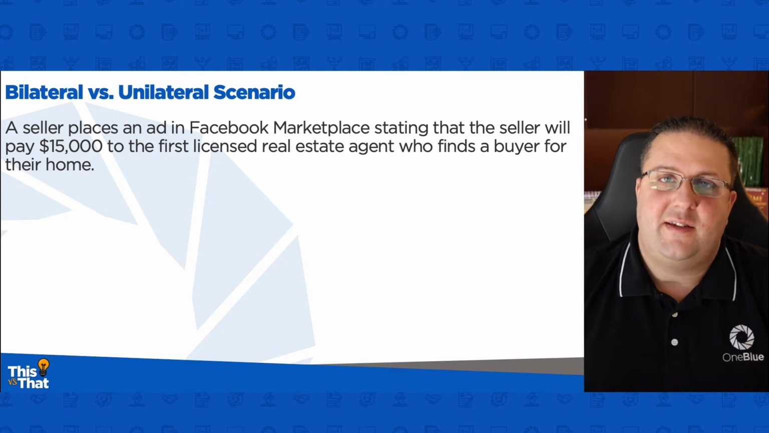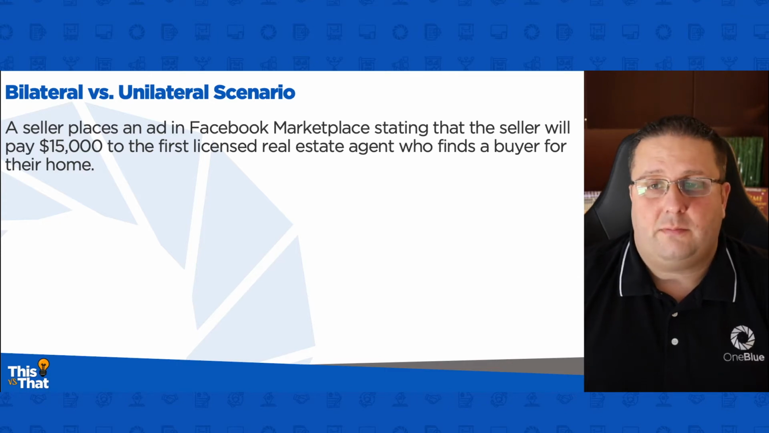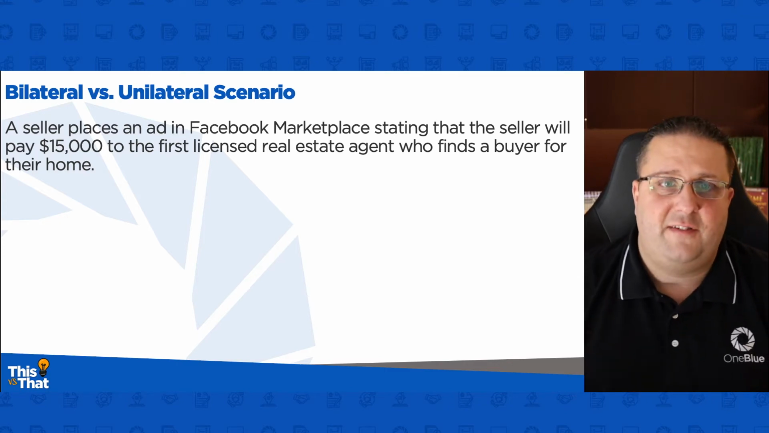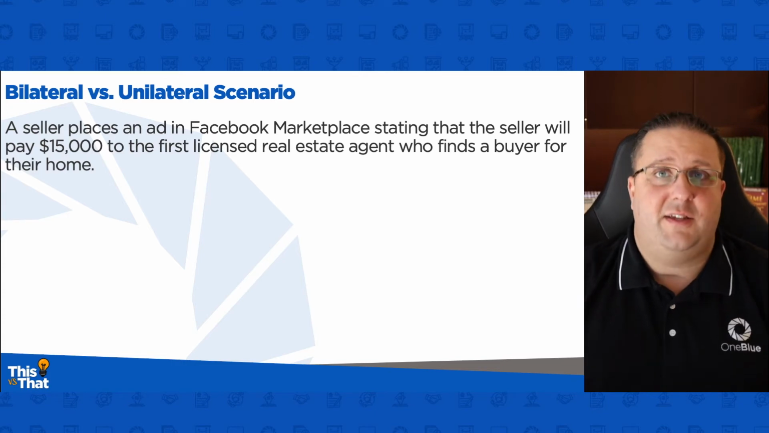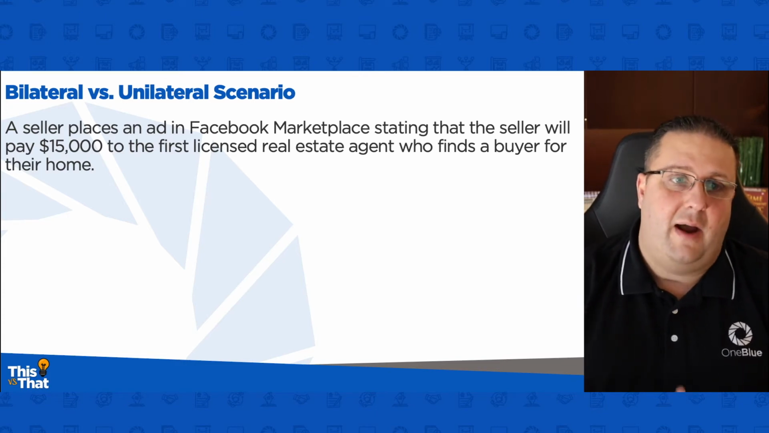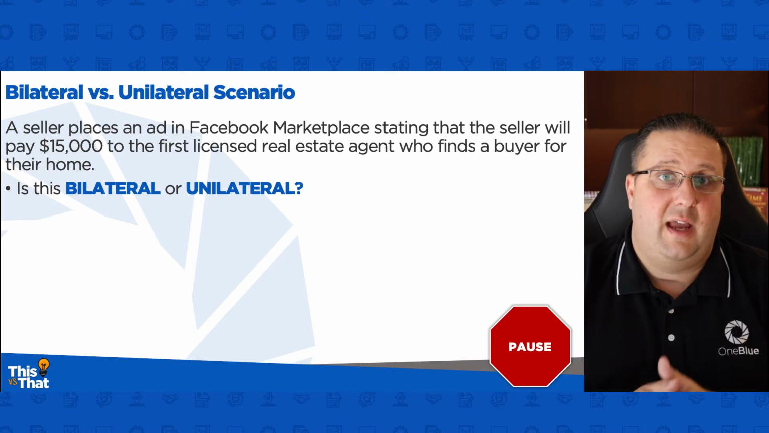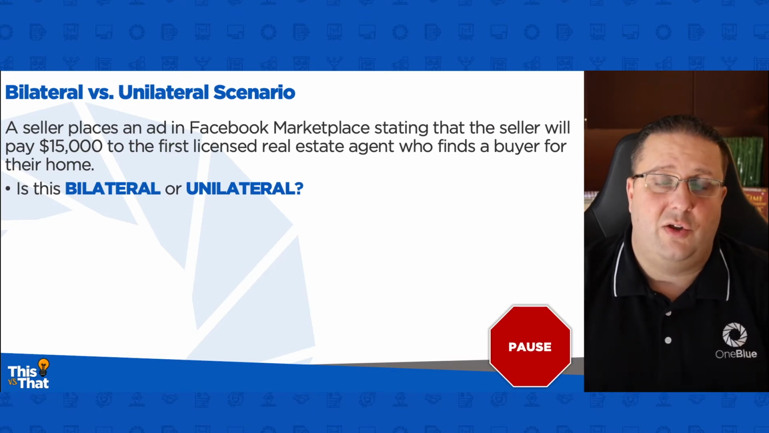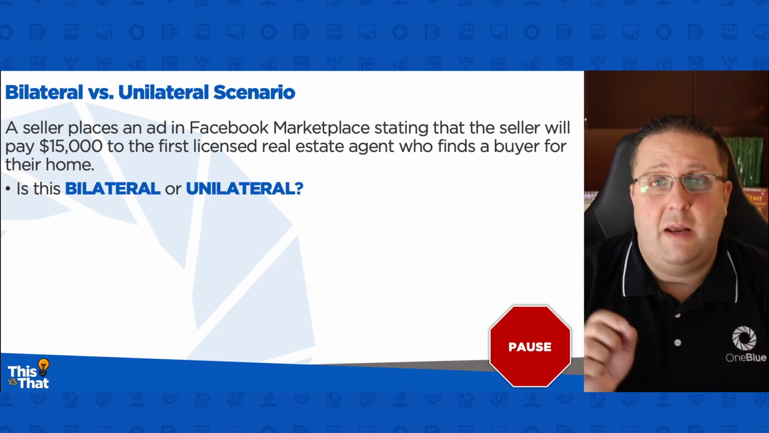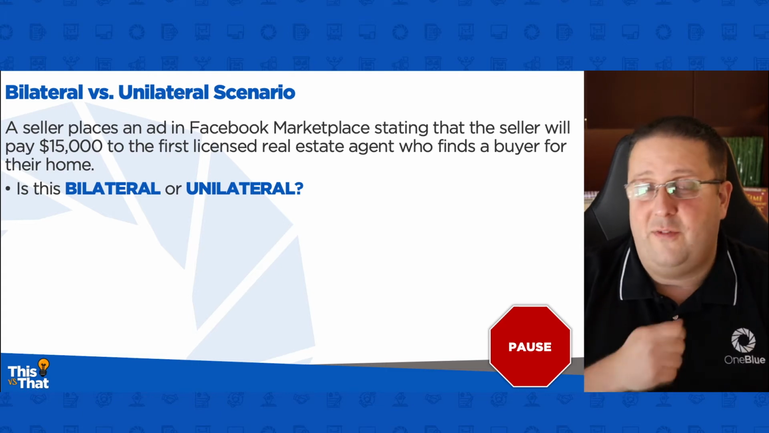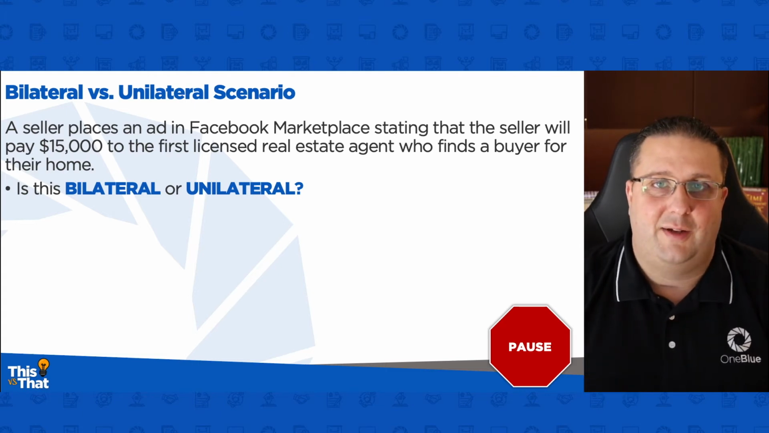A seller places an ad on Facebook Marketplace stating that the seller will pay $15,000 to the first licensed real estate agent who finds a buyer for their home. Is this a bilateral or a unilateral contract? Go ahead and hit pause while you think about it, and when you're ready for the answer, go ahead and hit play again. All right, welcome back.